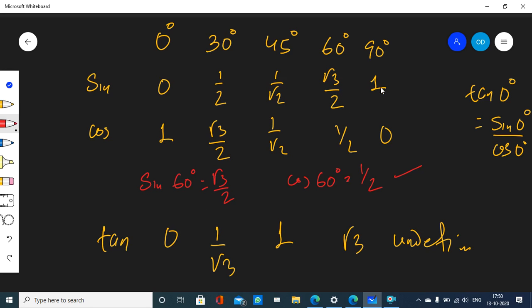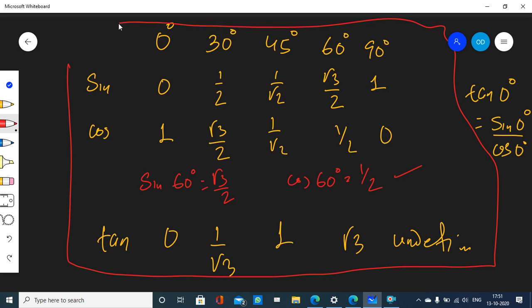Why? Because tan 90 degree is equal to sin 90 degree by cos 90 degree. Sin 90 degree is 1 divided by cos 90 degree is 0. 1 by 0 will be what? Undefined. Any number divided by 0 is undefined. If denominator is 0, then that thing is undefined. Okay, you have to remember this so that you can use it in the questions. Okay, take the screenshot.